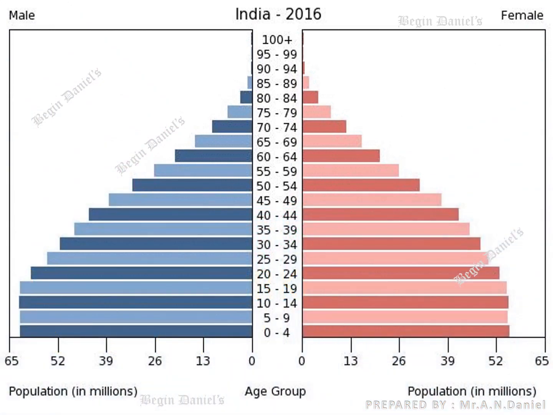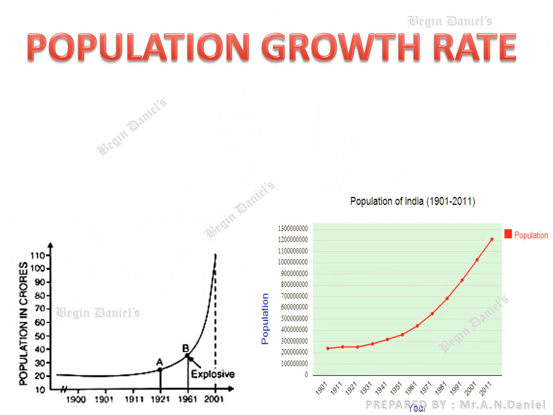Look at the graph, male and female proportion in India, age group wise it is given. How many millions of people are there in different age groups. In the same way, in this graph, you can see the line graph, the population explosion, very rapid growth of population from 1971 census.